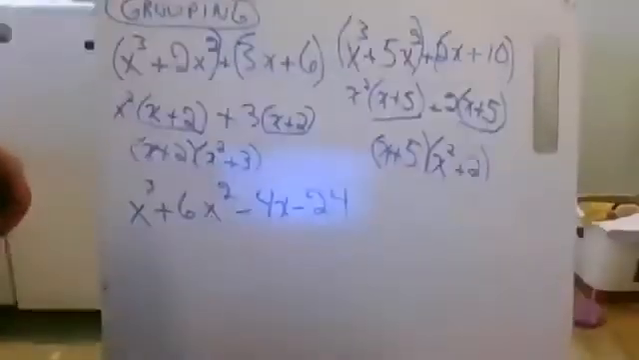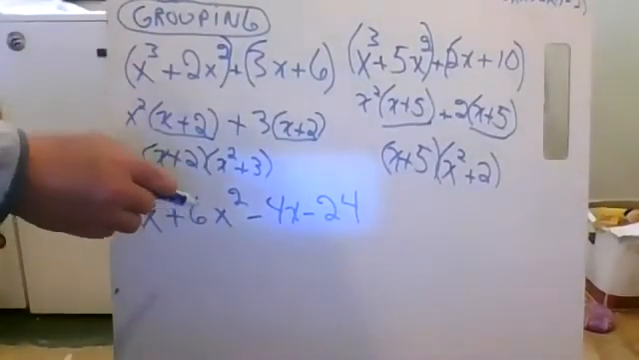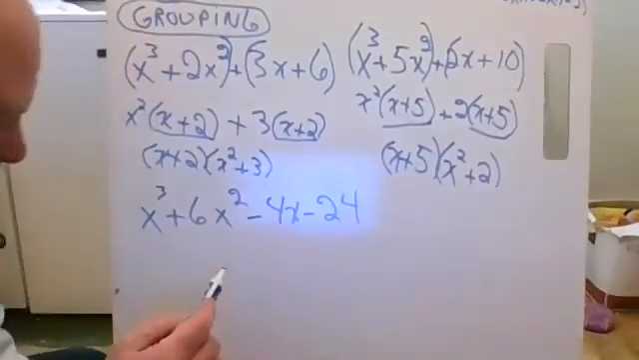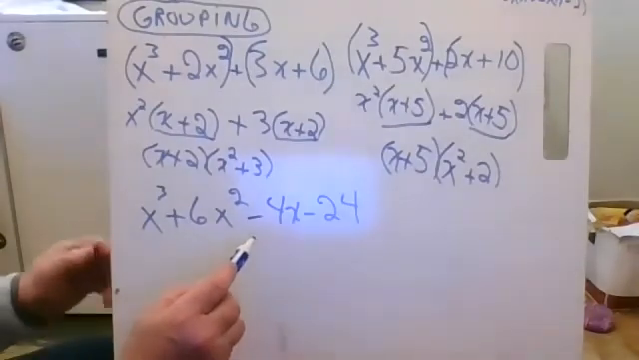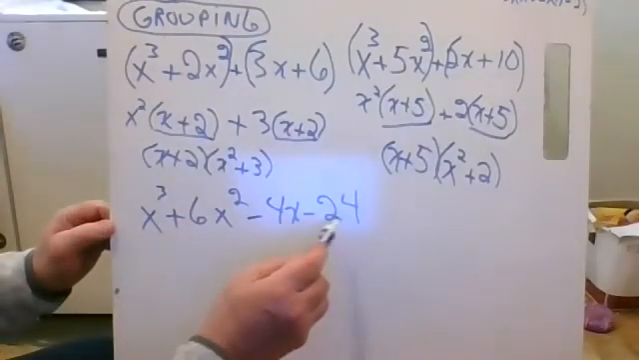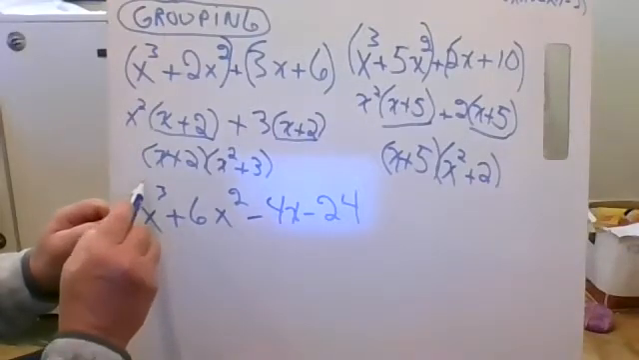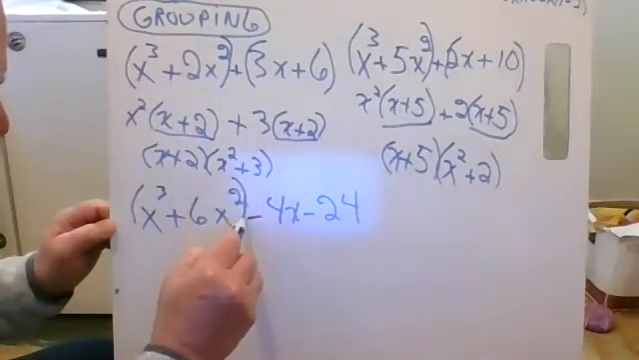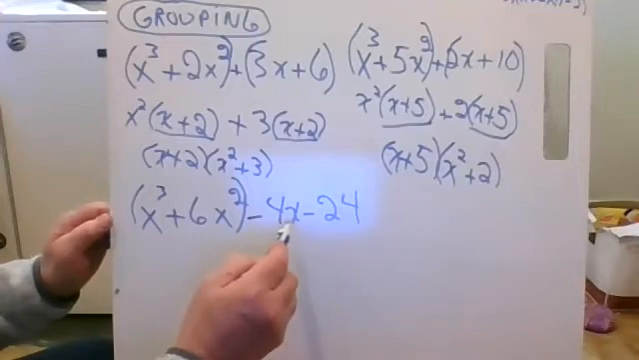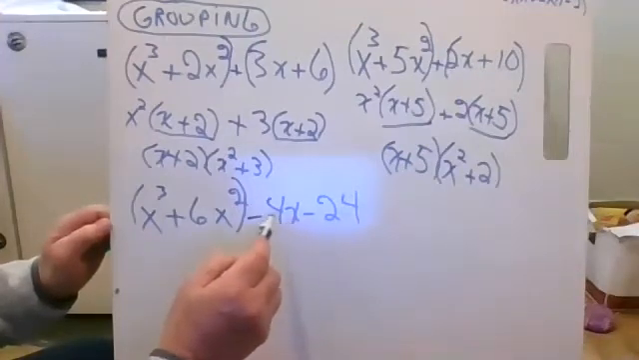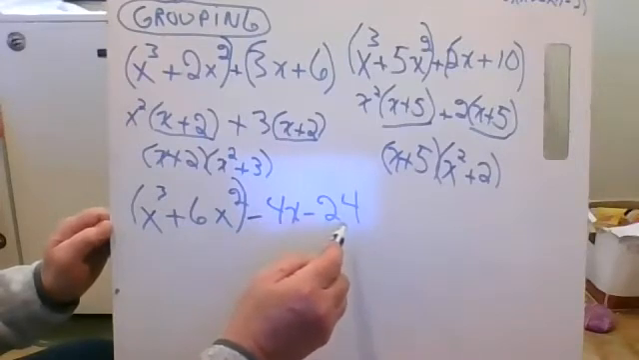All right, now there's one last problem down here. This one's a little bit different. This one you have to do something special to get this. Again, it has 4 terms and there's no GCF out of the 4. So we group the first 2 in parentheses like that. Now we have an issue here. It's minus 4x minus 24.